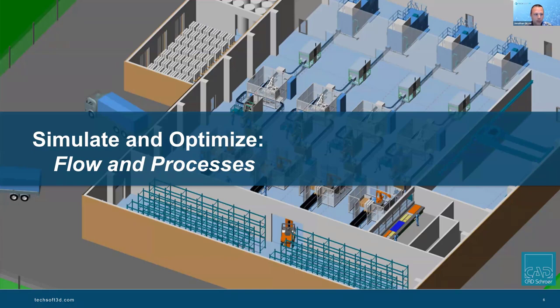How can we make the human factor more efficient at what they're doing? So when it comes to simulating and optimizing flow and processes, this is again the flow of material and the way in which these different machines are brought together and are able to really work through the workflows. Now, one thing you're going to notice throughout this presentation, we're going to try to highlight a number of our different partners in this space. So anytime you see a corporate mark or logo, that's going to be somebody that is using TechSoft technology in one way or another.